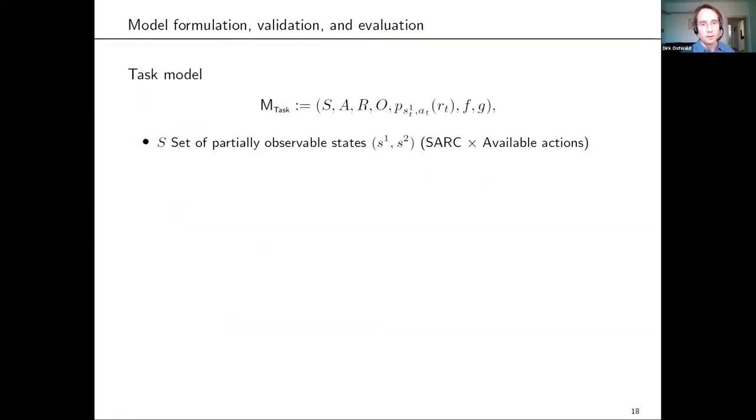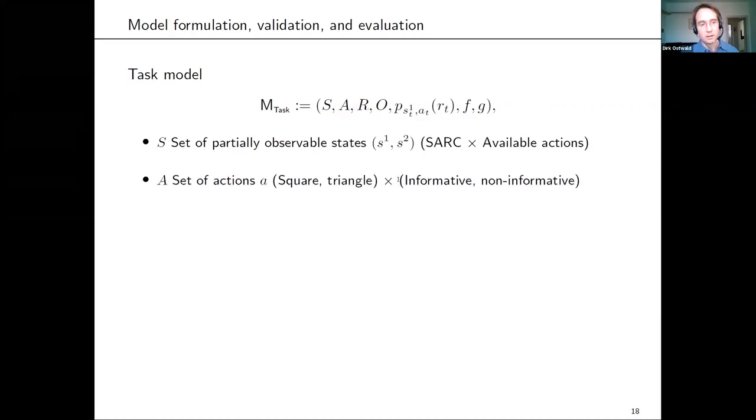Our task model, and all our models, we usually write as these tuples, which are inspired by, but not quite identical to, partially observable Markov decision processes. So in the current project, the task model featured a set of partially observable states where the first state component signaled the currently higher rewarded shape, so the state-action-reward contingency. This was not observable for the agent, so this was a part of the environment, but not directly observable for the participant or the agent. And the second state component, which was observable for the participants, were the available actions on a given trial, so the informative or non-informative and square and triangle actions.